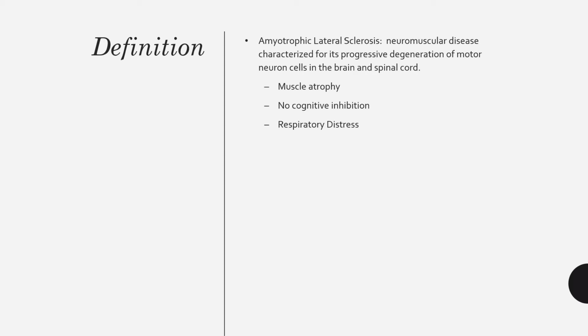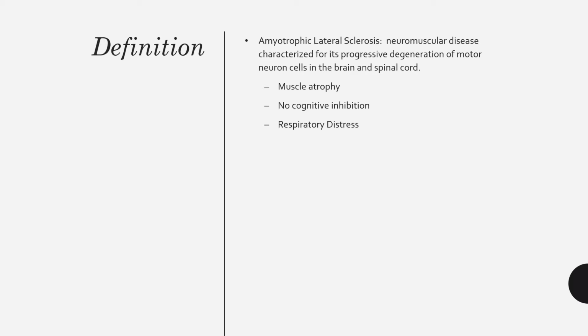So the definition of amyotrophic lateral sclerosis, or just ALS, what we'll call it from now on, just for short. It's a neuromuscular disease characterized by its progressive degeneration of motor neuron cells in the brain and spinal cord. So in the brain, otherwise known as the cortical spinal motor neurons, and in the spinal cord, also known as the bulbospinal motor neurons.